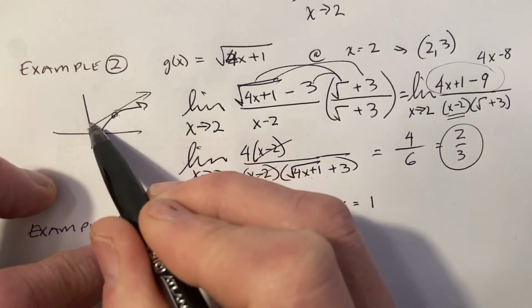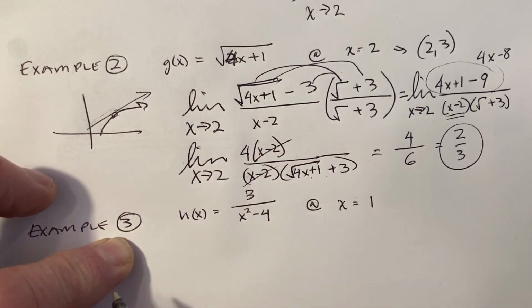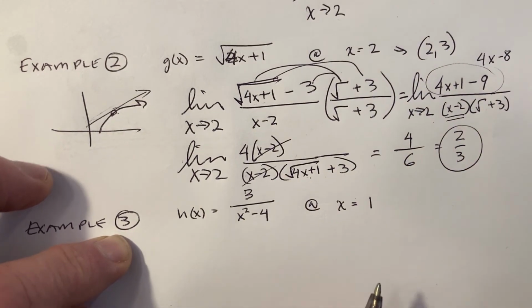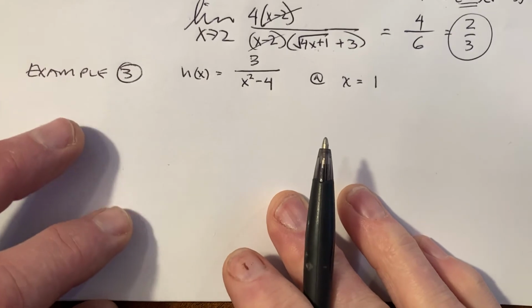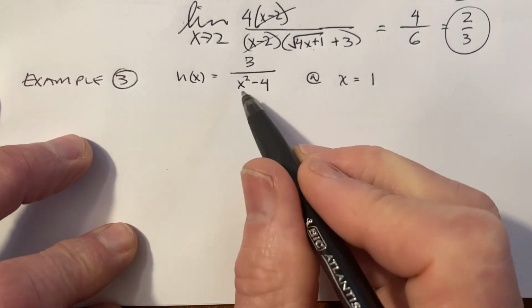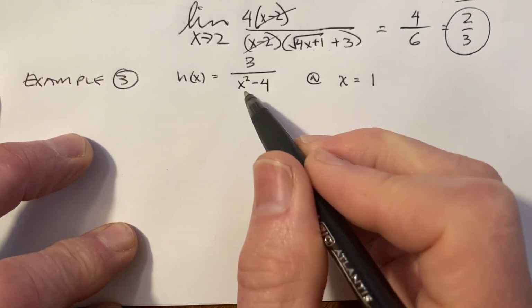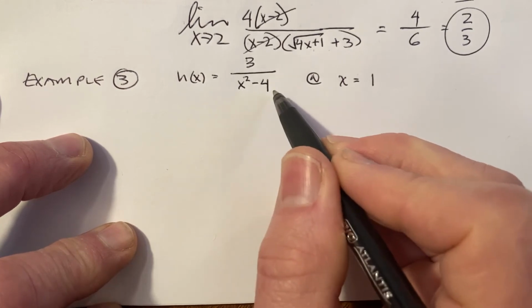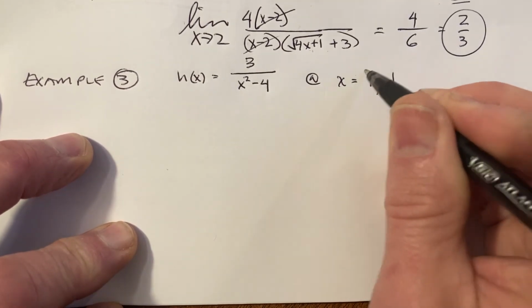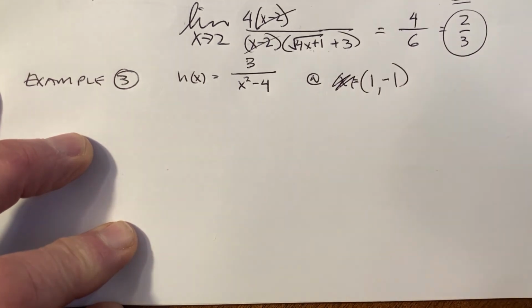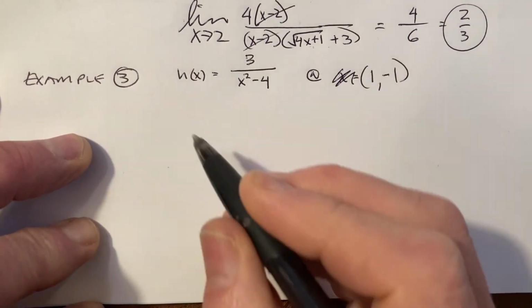This line over here would have a slope of up 2 and over 3. Again, I could put that into my point slope form if I wanted the equation of the line, but I'm going to move on to the next one. So this last example is a fraction type. Again, if I plug in 1 squared is 1, 1 minus 4 is negative 3. I get negative 1 as my point, all right? So same dealio here.